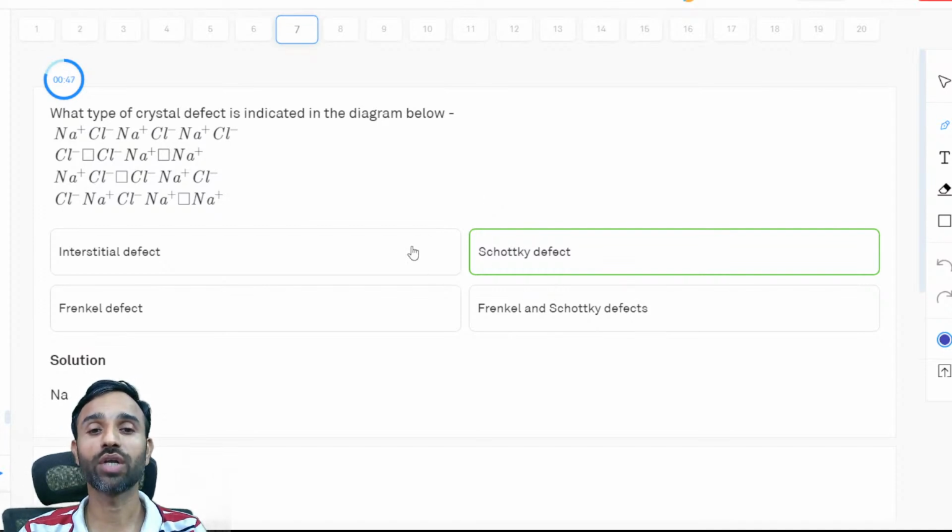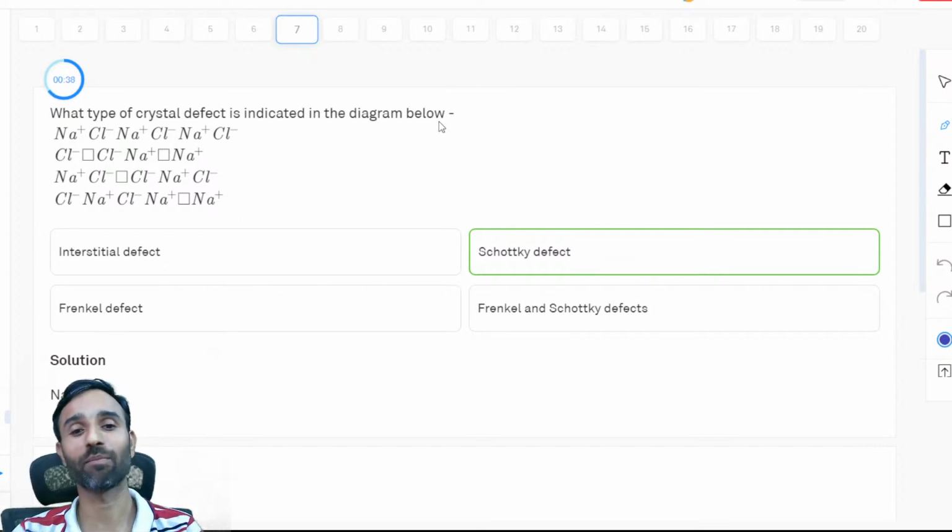What type of crystal defect is indicated in the diagram below? Yes बेटा, इस डायग्राम में what type of crystal defect is indicated?